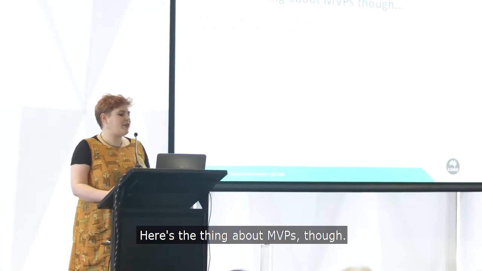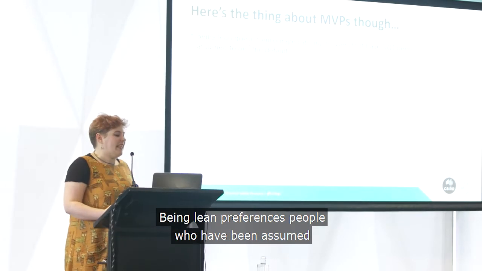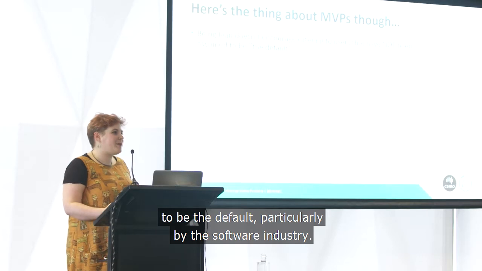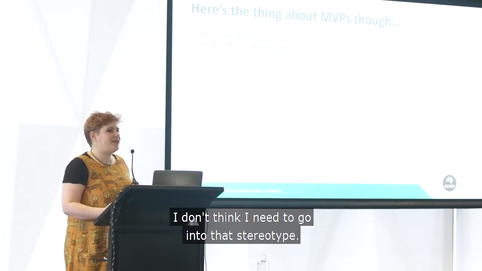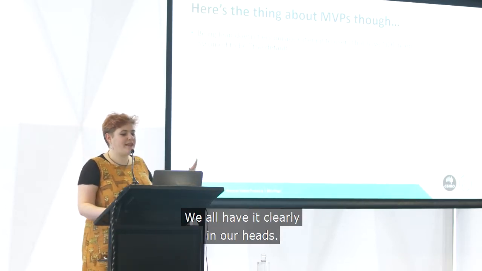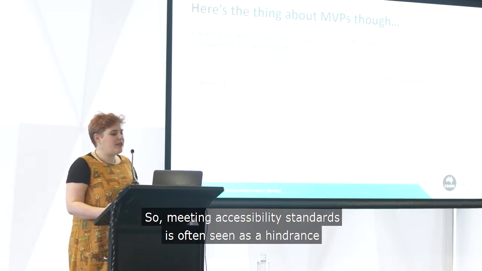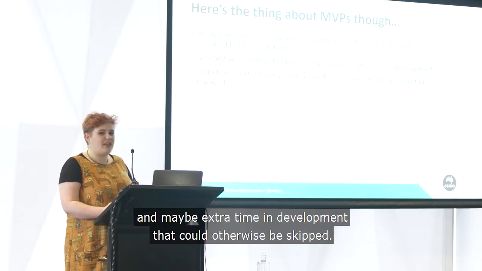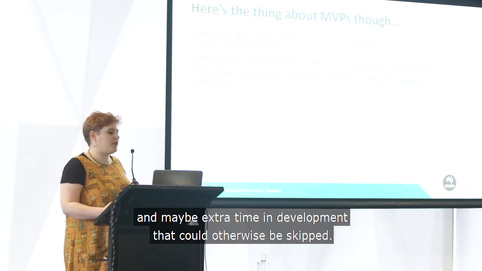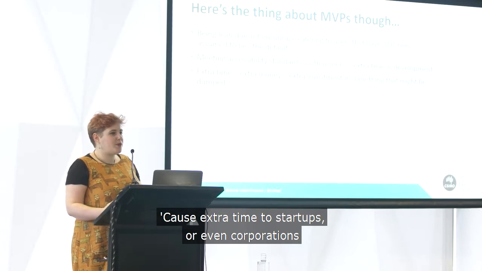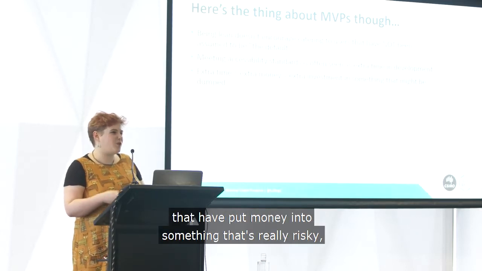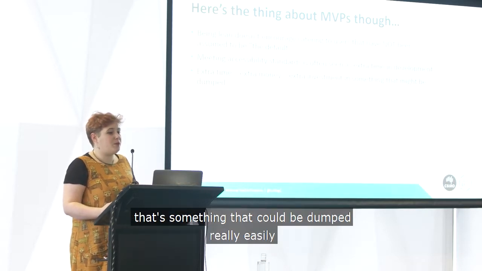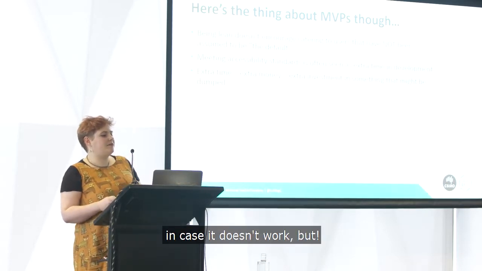Ooh. Here's the thing about MVPs though. Being lean prefers people who have been assumed to be the default, particularly by the software industry. I don't think I need to go into that stereotype. We all have it very clearly in our heads. So meeting accessibility standards is often seen as a hindrance and a bit of extra time in development that could otherwise be skipped. Because extra time to startups or even corporations that have put money into something that's really risky is extra money, which is extra investment that's something that could be dumped really easily in case it doesn't work.